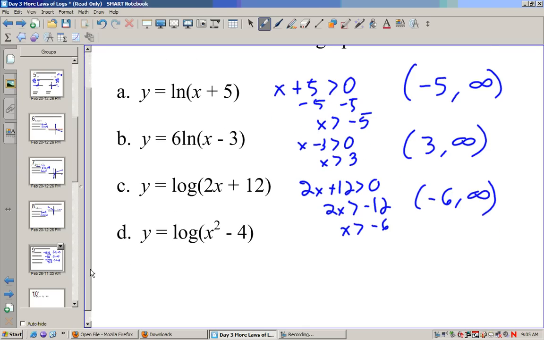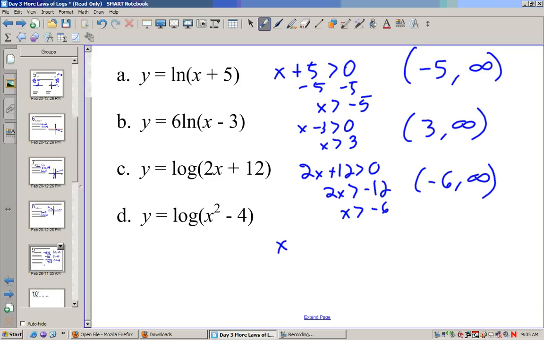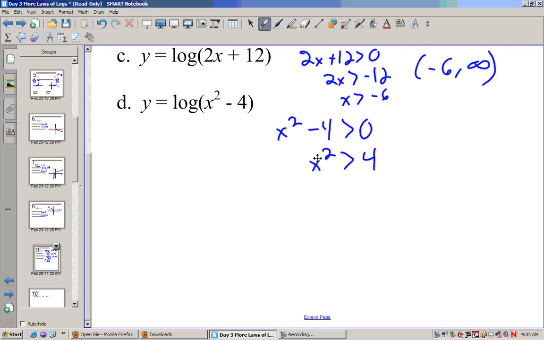And now the toughest one so far, the one that changes up a little bit: x squared minus 4 has to be greater than 0. So I add 4 to both sides, and now I square root both sides. Now square rooting really throws things for a loop. If this is positive, I don't think you guys have probably ever seen this before. If these are two positive x's, then you square root both sides, and the answer would be x is greater than 2.